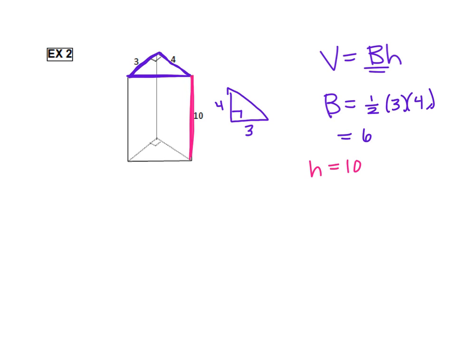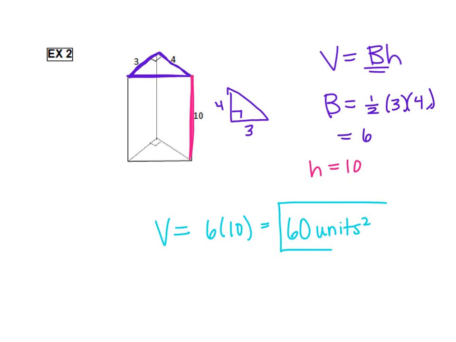And then we just plug into our formula. Volume equals area of the base, which is 6, times the height, 10, giving us 60 units squared. And there's our volume.